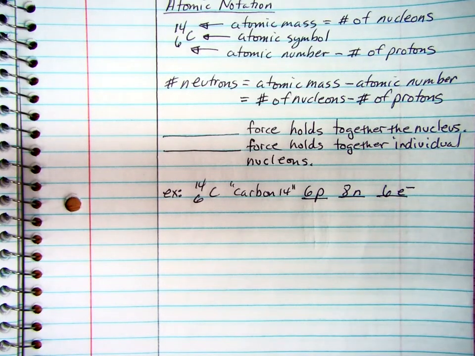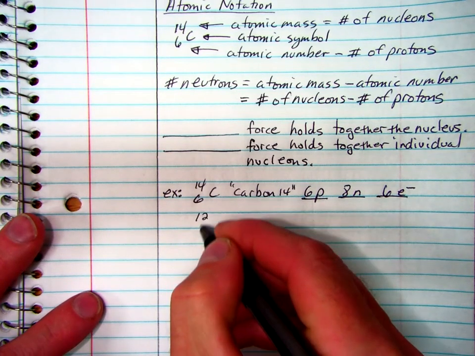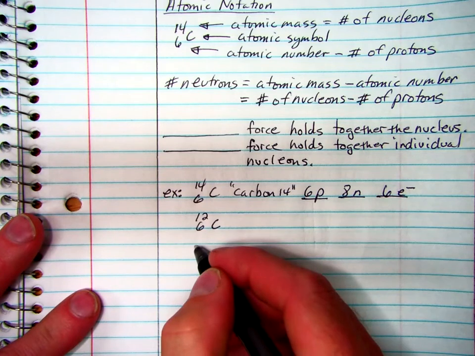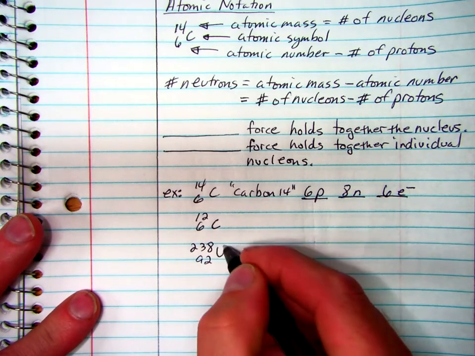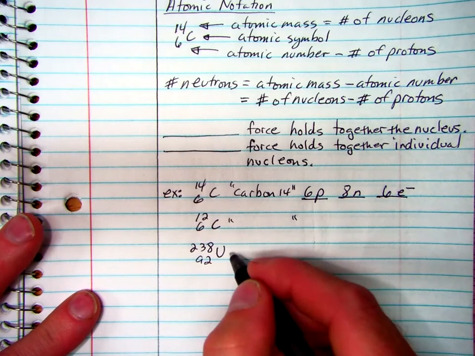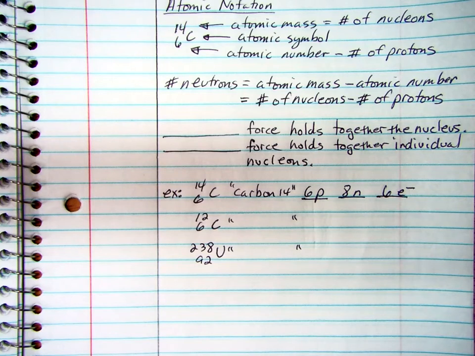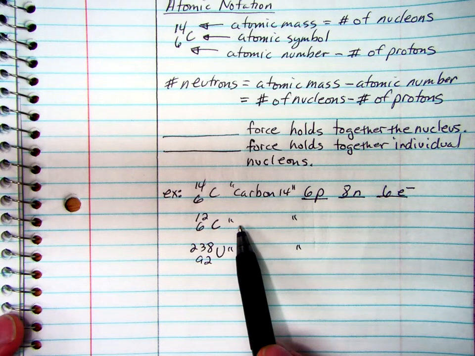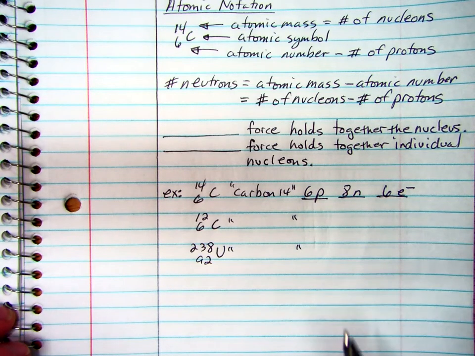Here's 2 more examples. Do these on your own. And you can pause the video and then check your work. So go ahead and pause it now and then do it and then check your work. I'd like to know, what is the isotope name, how many protons, how many neutrons, and how many electrons for each of these isotopes.